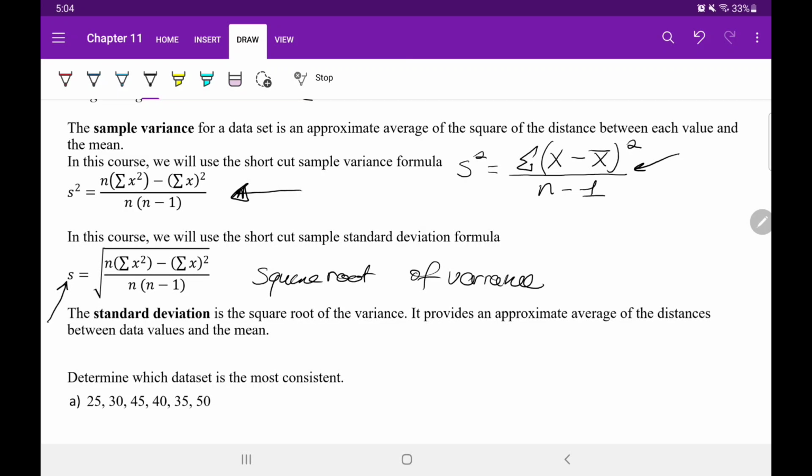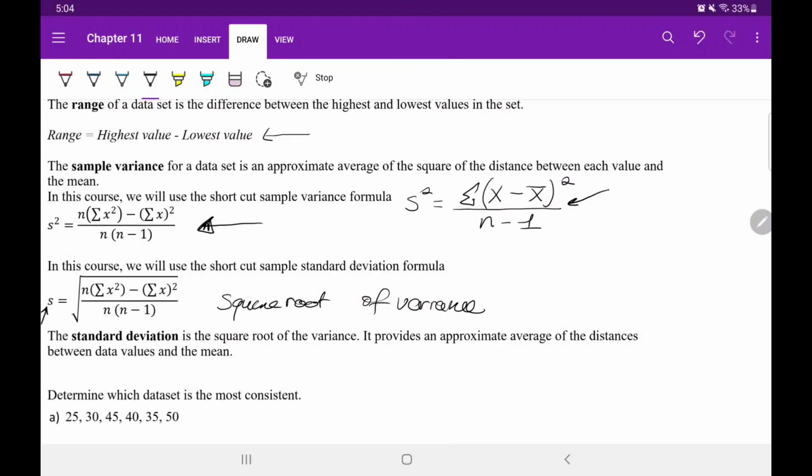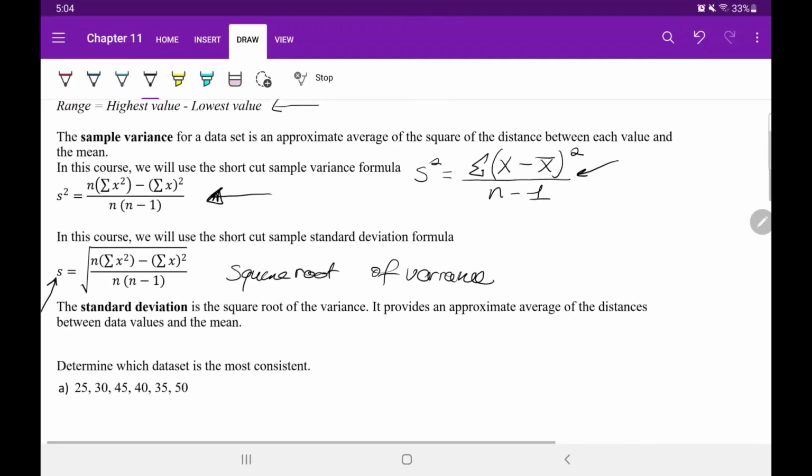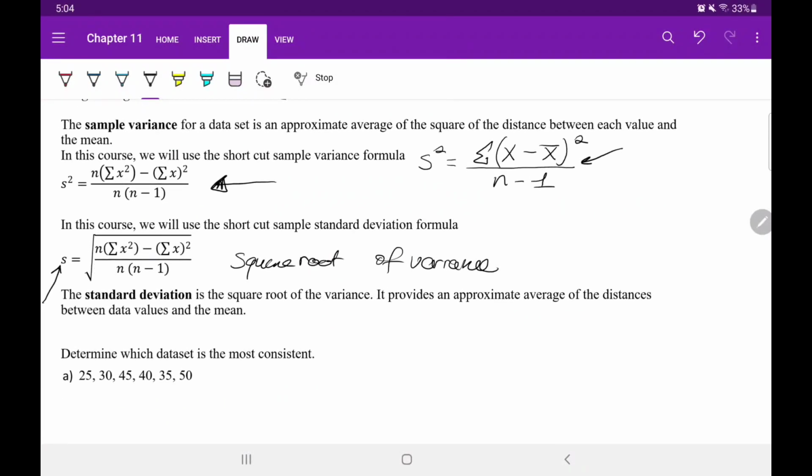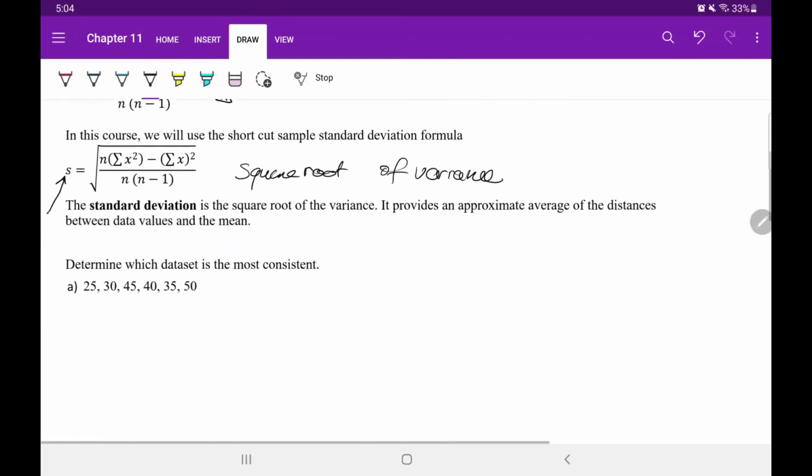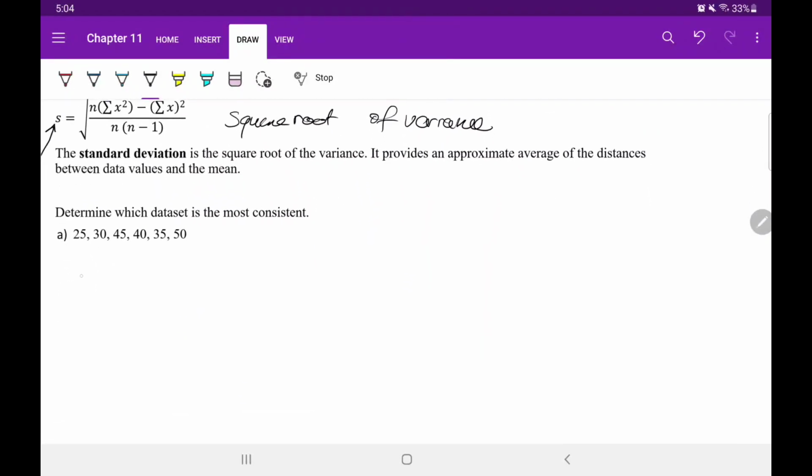So, enough of me talking about that. Let's get into the problems. And we find out which data set is most consistent by finding the range, the variance, and the standard deviation. Let's go ahead and do that. Let's find the range for the first data set. The range is the highest value minus the lowest value. H for high, L for low. The largest data value in this data set appears to be 50. And the smallest value in the data set seems to be 25.